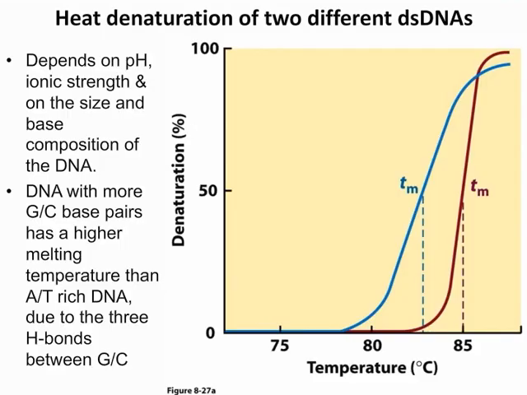So this is just showing heat denaturation of different DNA strands. So heat denaturation depends on pH, ionic strength, size, and the base. So earlier we talked about GC base pairs, right? They have 3 hydrogen bonds, so they have a higher melting point. A and T have only 2 hydrogen bonds, so they have a lower melting point. So that's a key point.